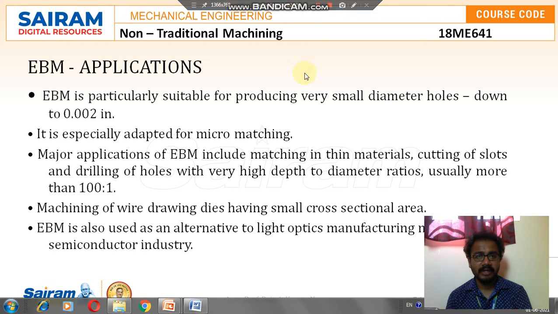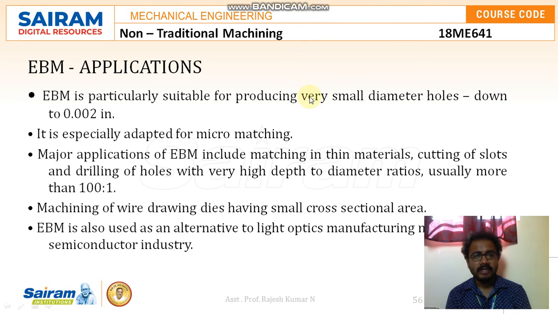Then moving to the applications of electron beam machining. Electron beam machining is particularly suitable for producing very small diameter holes, down to 0.002 inches, and it is specially adopted for micro machining. Major applications include machining in thin materials, cutting of slots, and drilling of holes with very high depth to diameter ratios, usually more than 100:1, and machining of wire drawing dies having a small cross-sectional area.